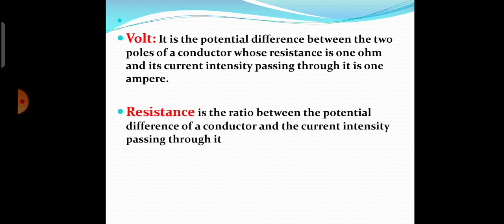What is meant by resistance? Resistance, R equals V over I. Its definition is the ratio between the potential difference of a conductor and the current intensity passing through it. R equals V over I.